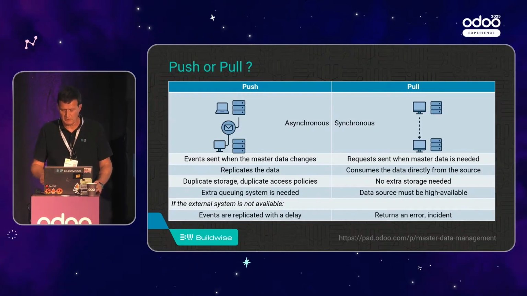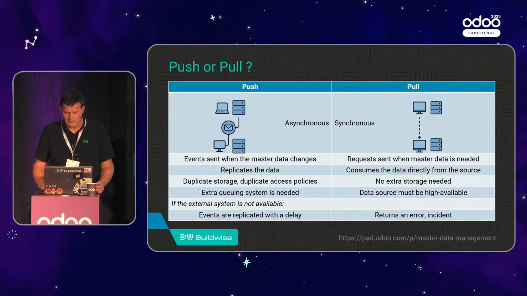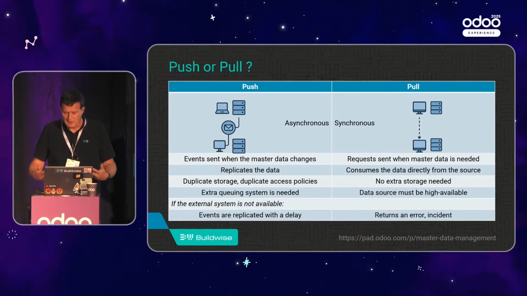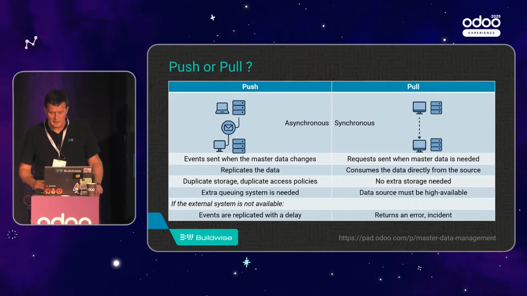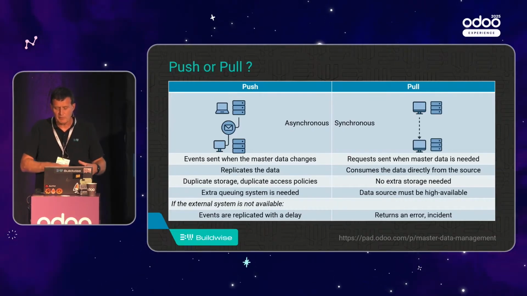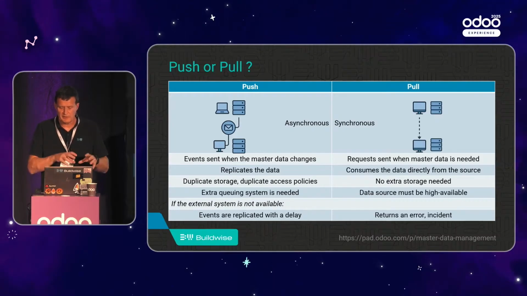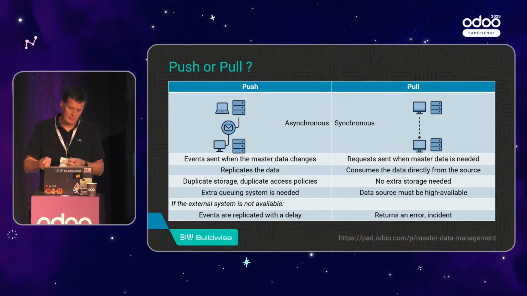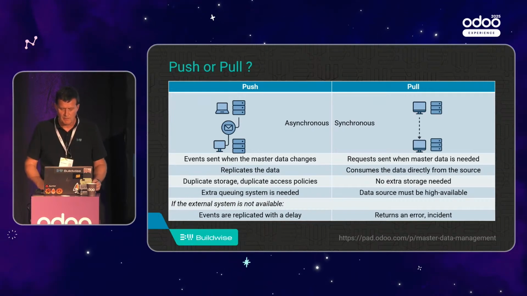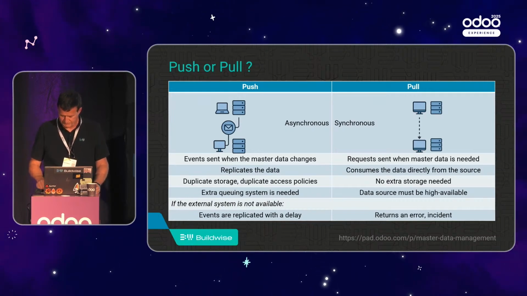It doesn't work anymore. So in terms of resilience, in terms of availability, the push is better, but it comes with an extra cost, and this extra cost is I need to replicate the data, I need to have the processes to replicate that data, and I need to pay for the storage.